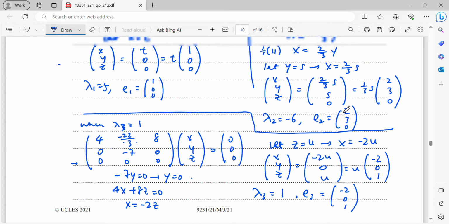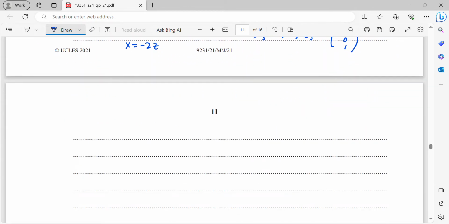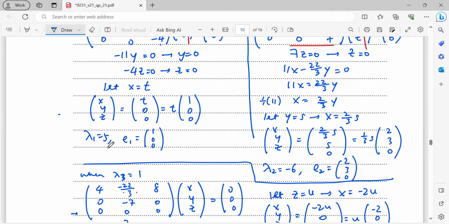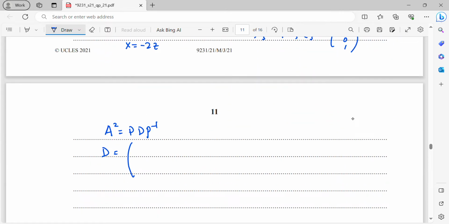Okay, once you have found this, let's look at the question. So this is A squared equals PDP inverse. So now our D is the matrix which consists of all the eigenvalues on the diagonal. Now A squared is PDP inverse. That means now your D has first eigenvalue 5, second eigenvalue minus 6, and third is 1. So I will write 5, 0, 0, 0, minus 6, 0, 0, 0, 1.